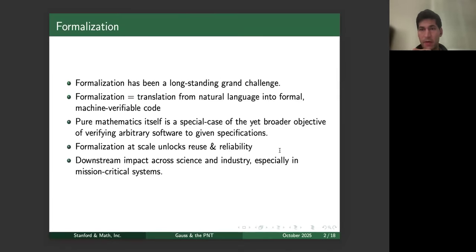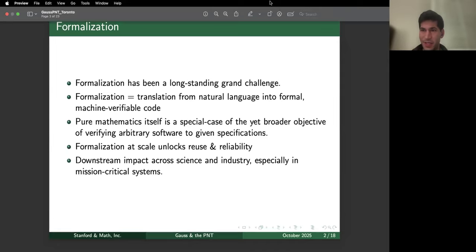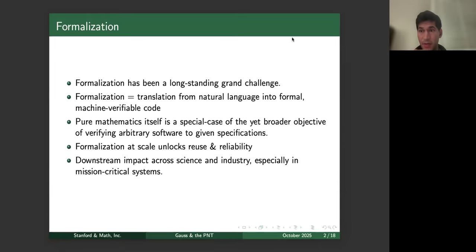And maybe just to get everyone started on the same page, formalization is one of these long-standing challenges that people have been working on for decades, which is the goal of translating natural language, in this case, natural language mathematics, into formal, machine-verifiable code, where you can get a compiler to certify that the code's working as specified. And the case we're going to be speaking about today, of pure mathematics, is itself just a special case of this broader objective to verify essentially arbitrary software to meet given specifications.